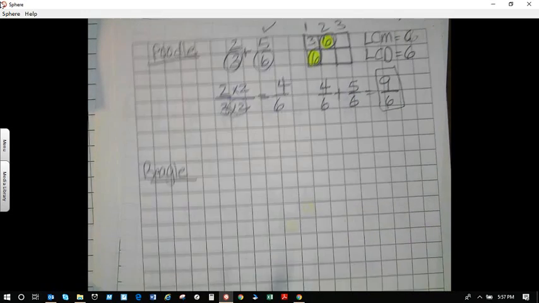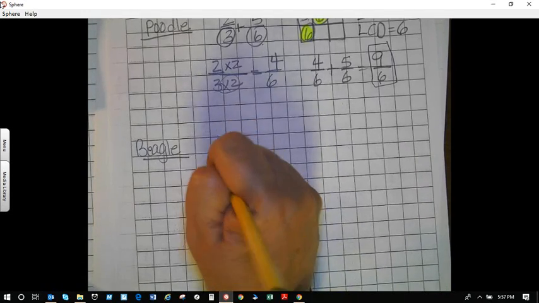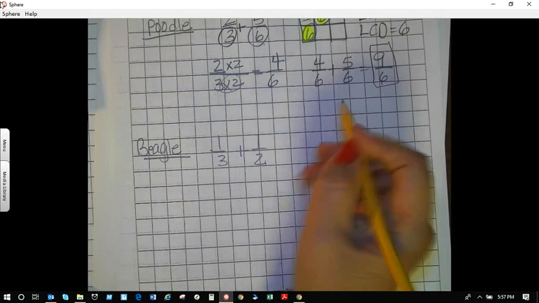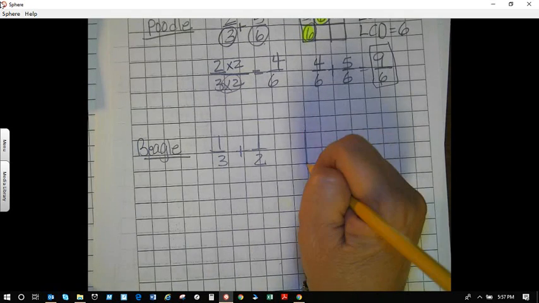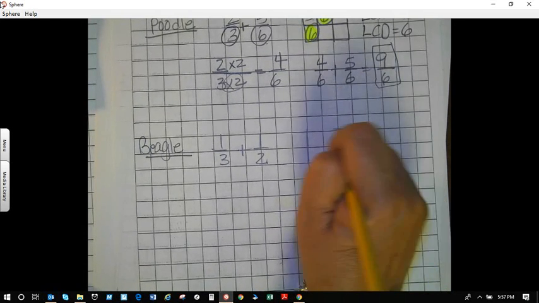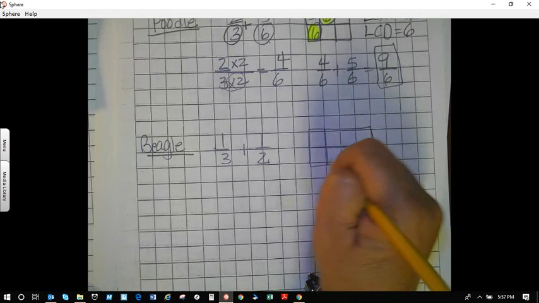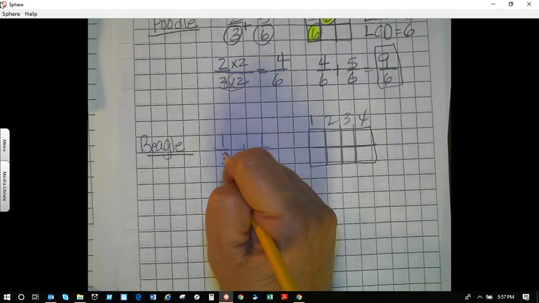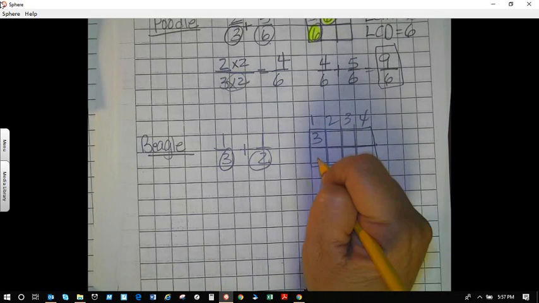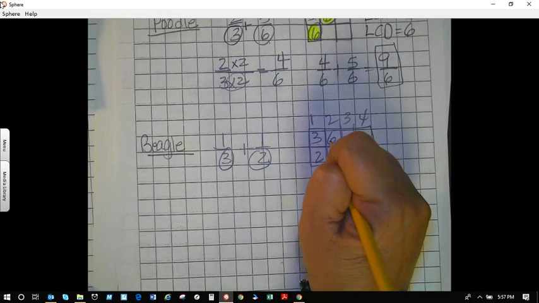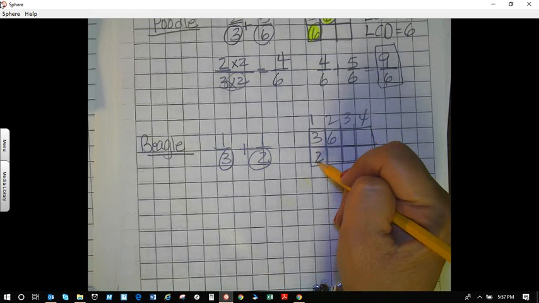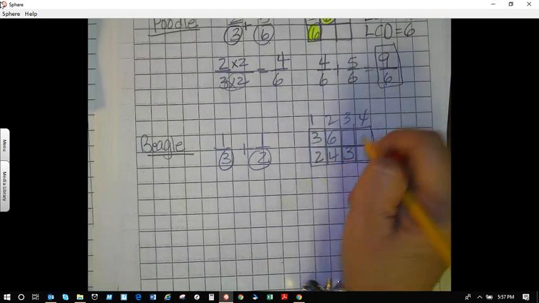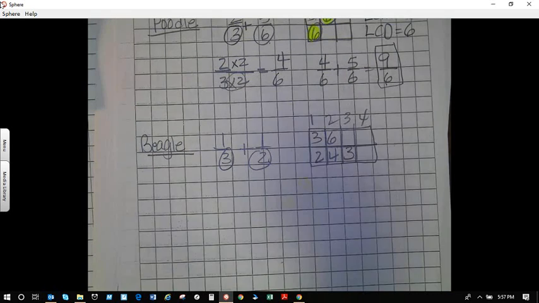All right, so the Beagle had 1/3 on Saturday and 1/2 on Sunday. Need to find a common denominator. So again, just make my rectangle, split it in half, make my columns 1, 2, 3, 4. So here I have a 3 and a 2. 3 and 2, that's 6. I'm going to stop there. 2 times 2 is 4. 2 times 3 is 6.